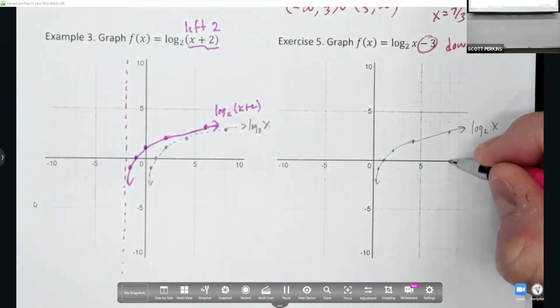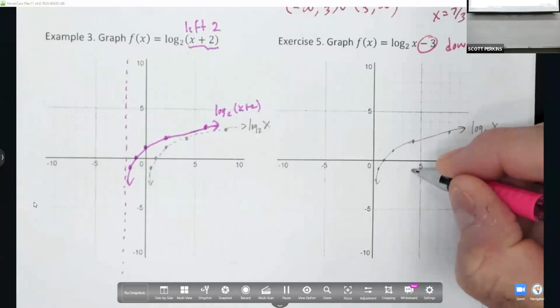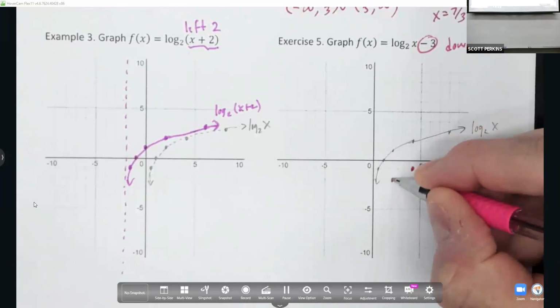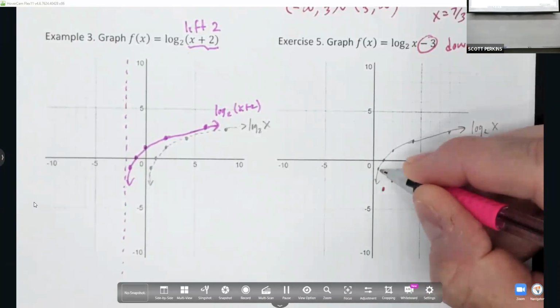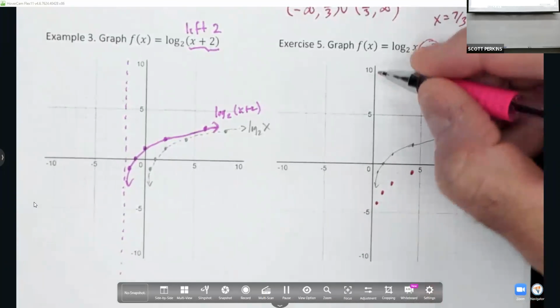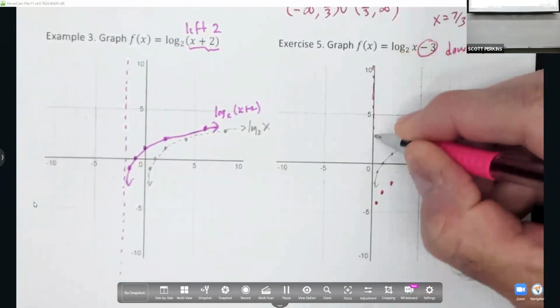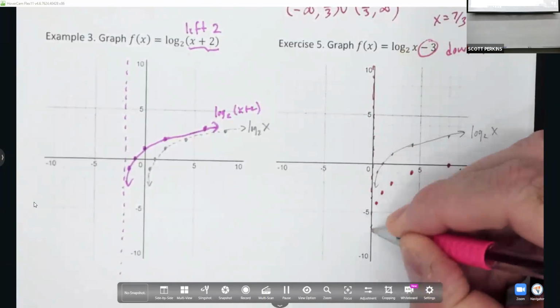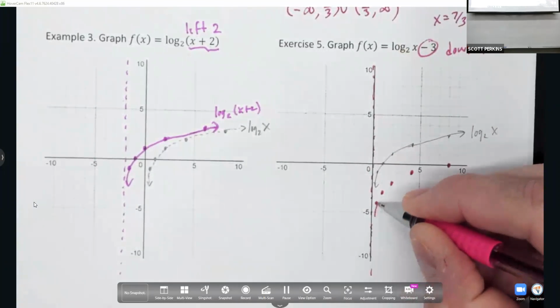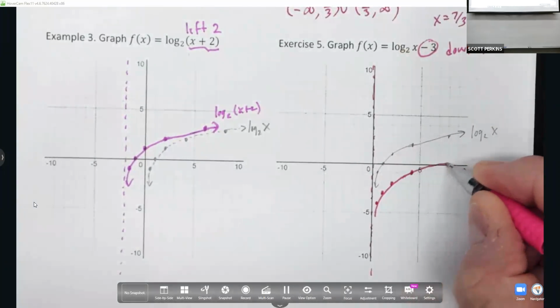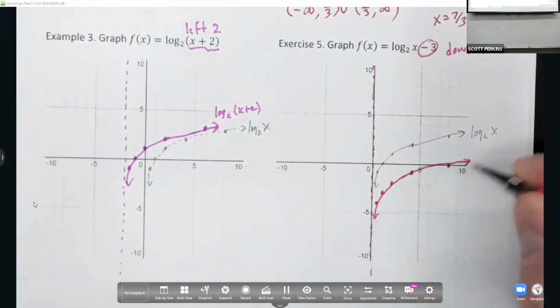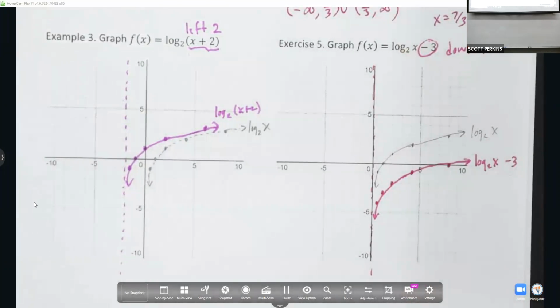So 8, 3 moves down 3. This one moves down 3, down 3, down 3, and then down 3. The vertical asymptote is not going to change because we've not moved the graph left or right at all. So that's going to stay the same. And here is my new graph. Lovely. Questions, comments, concerns?